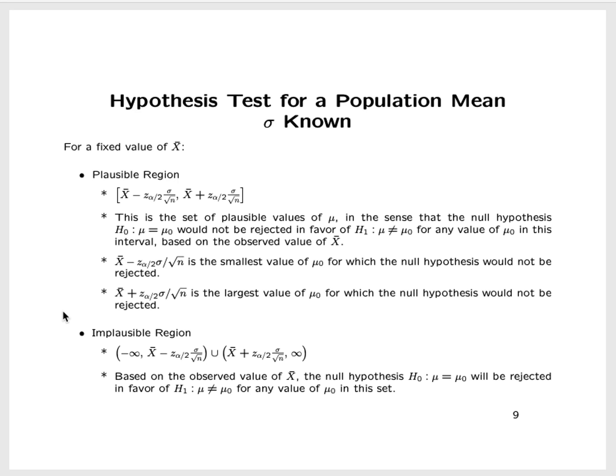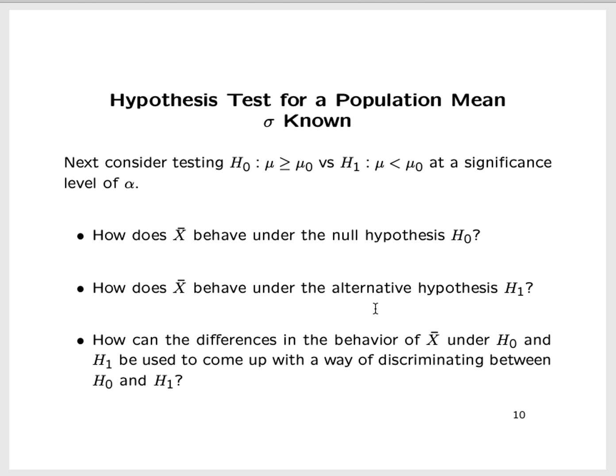The plausible region is the set of values of mu naught, the hypothesized value, for which we would not reject the null hypothesis. And the implausible region is a set of hypothesized values for which we would reject the null hypothesis. All right, now let's look at a different test.